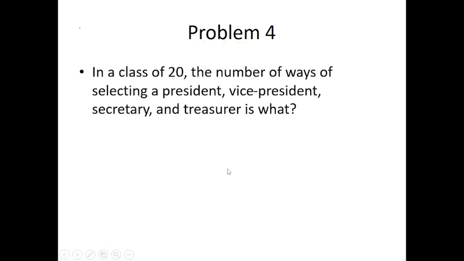Next, problem 4. In a class of 20, the number of ways of selecting a president, vice president, secretary, and treasurer is what? Okay, so in a class of 20, so given, there are 20 students in the class. So what is operation 1? Operation 1, selection of a president.